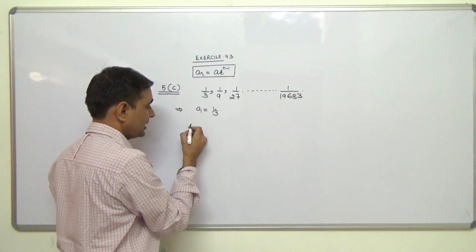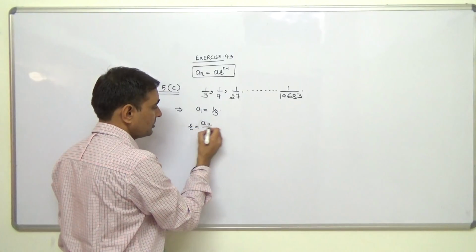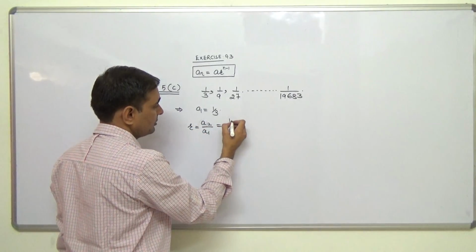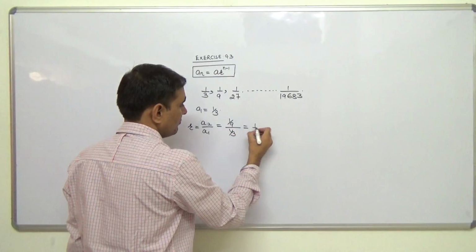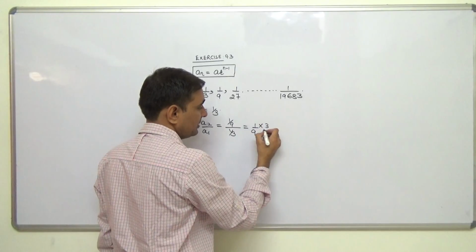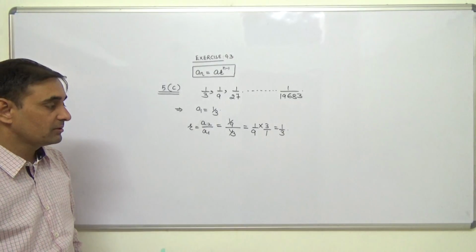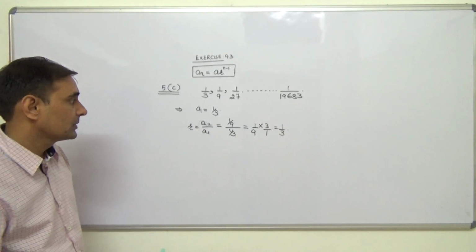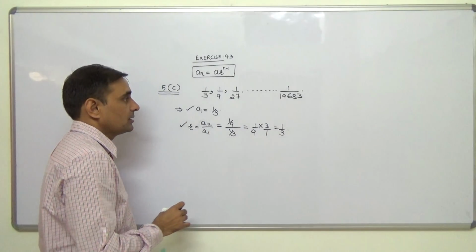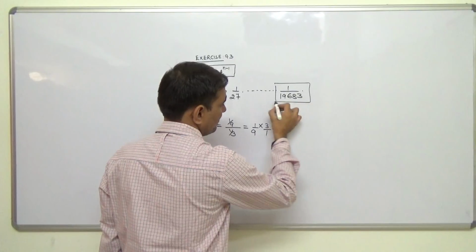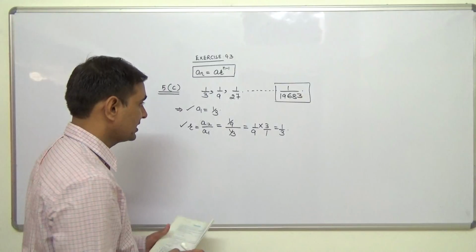Common ratio of the sequence R is equal to A2 upon A1, that is equal to 1 by 9 upon 1 by 3, 1 upon 9 into 3 by 1, so it will be 1 by 3. So we can say common ratio of this sequence is also 1 by 3. First term हमें मिल चुकी है, common ratio we have, right? Now हम सपोज करेंगे nth टर्म ऑफ दिस सीक्वेंस इज 1/19683.